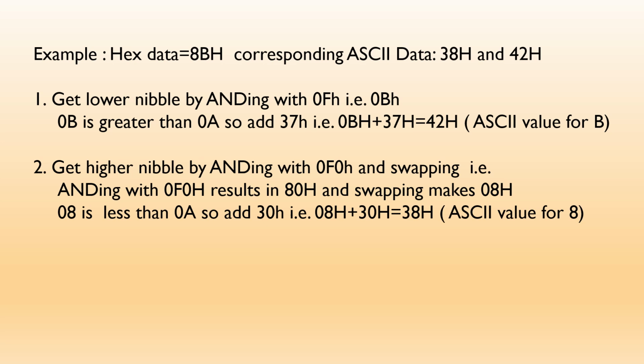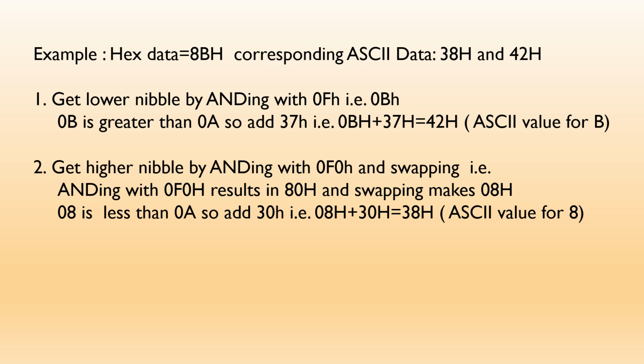I've taken an example of hex data 8B. The corresponding ASCII data that has to be generated is 38H for 8 and 42H for B. I'll get the lower nibble by ANDing with 0F. If I AND with 0F, the higher nibble is masked, so the result will be only 0B. I'll check whether this 0B is greater than or equal to A. If it is greater than or equal to A, I'll add 37. B is greater than A, so I'll add 37 to it. So B plus 37 is equal to 42, which is the ASCII value for B.